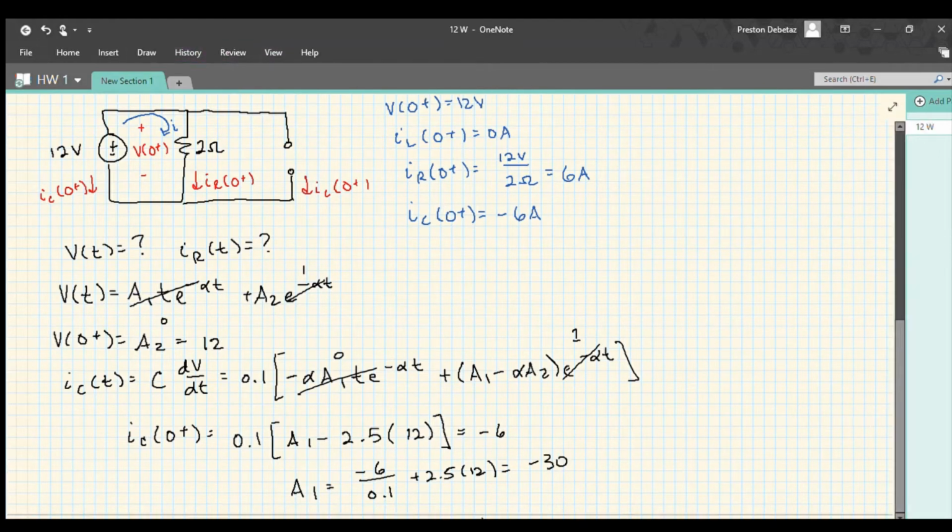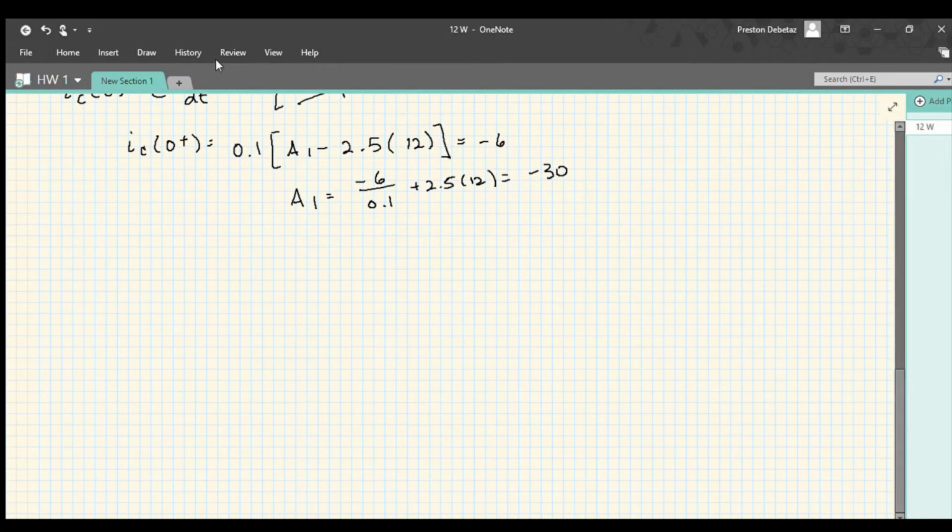And so therefore, V of t equals minus 30 t e to the minus 2.5 t plus 12 e to the minus 2.5 t. And we will confirm this with LTspice after we find IR of t. So now we'll do this in blue.